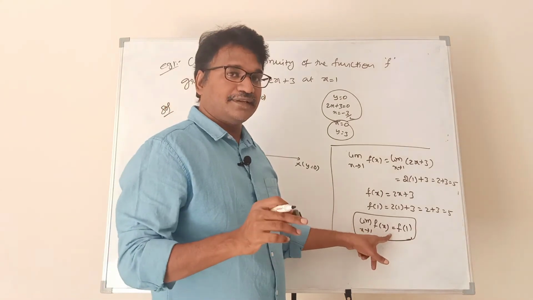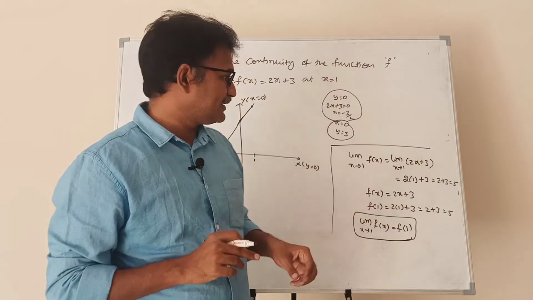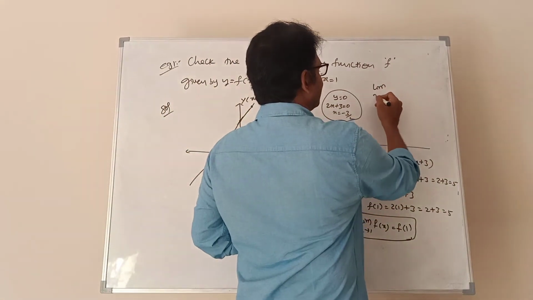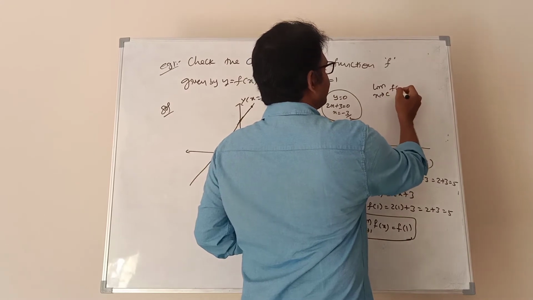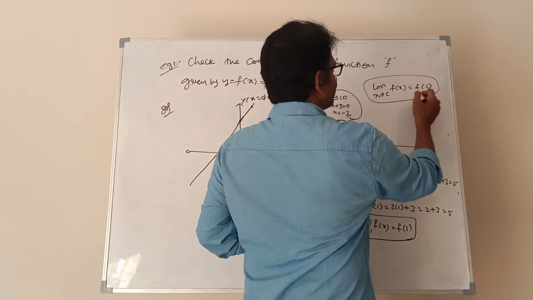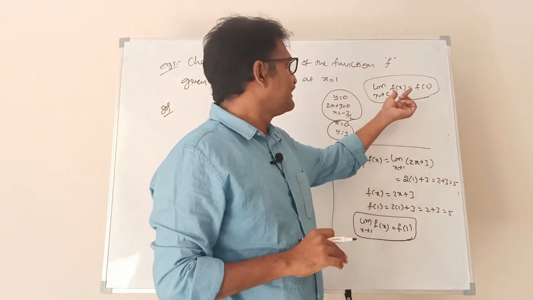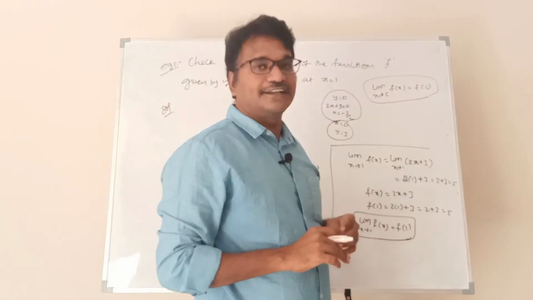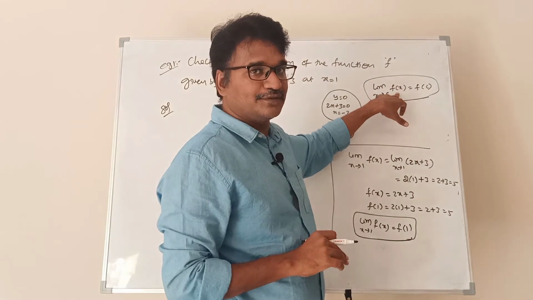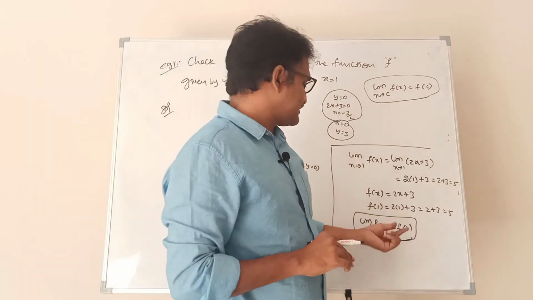Every year I observe that some students get a doubt here. You may get the doubt like this: limit x tends to c of f of x is equal to f of c, always you will get equal only. Then how can you decide whether the function is continuous or discontinuous? Because you are directly substituting x value equal to c here, and here also you are substituting x value c.